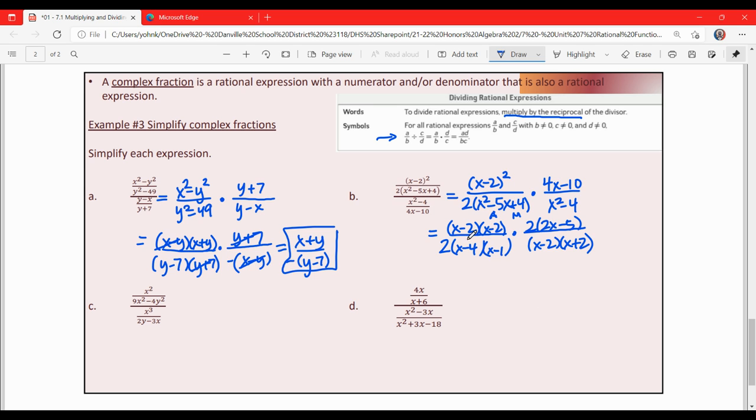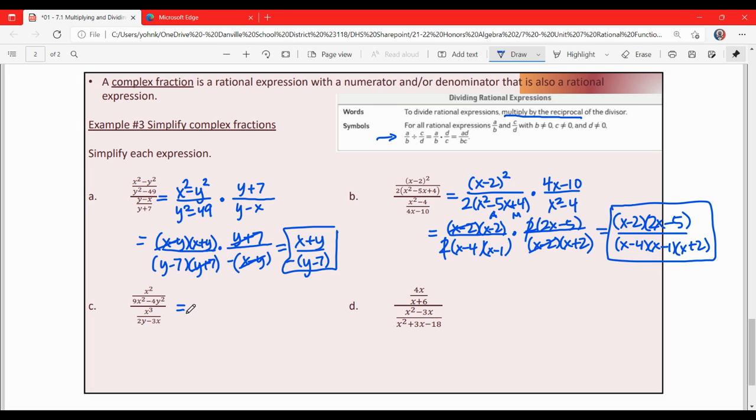So now let's see, I have an x minus 2 and an x minus 2. I have a 2 and a 2. All right, that didn't really do very much. So I have an x minus 2 on top and a 2x minus 5 on top. And on the bottom, I have x minus 4, x minus 1, and x plus 2. Doesn't look very simplified, but that's as good as it gets.